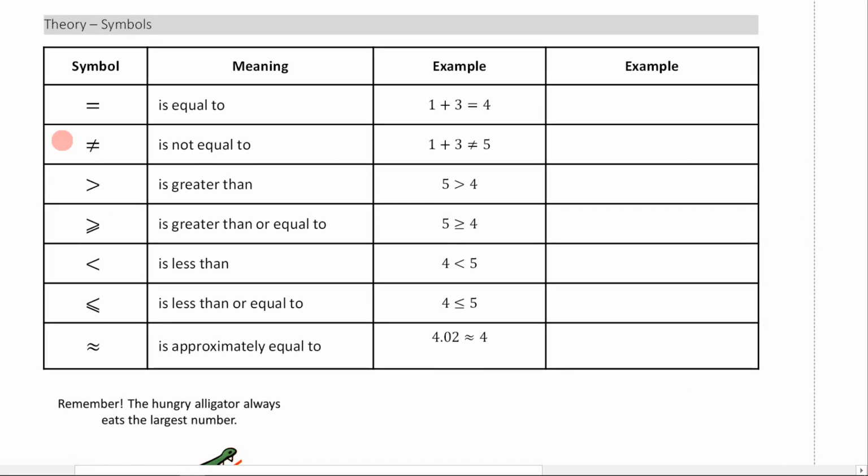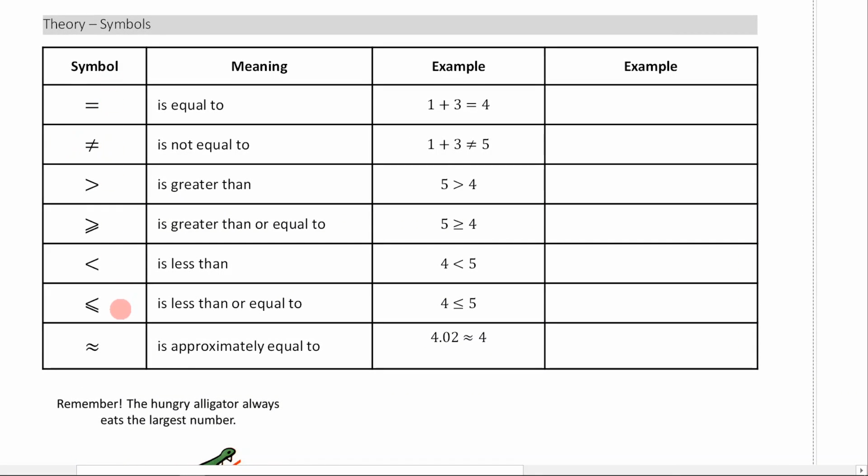So you need to be comfortable with the following symbols right here. The first one you've seen before. It's just the equal to symbol. So the meaning of it is just equals to. An example, 1 plus 3 is equal to 4. Let's give another example. How about 2 plus 3 is equal to 5?